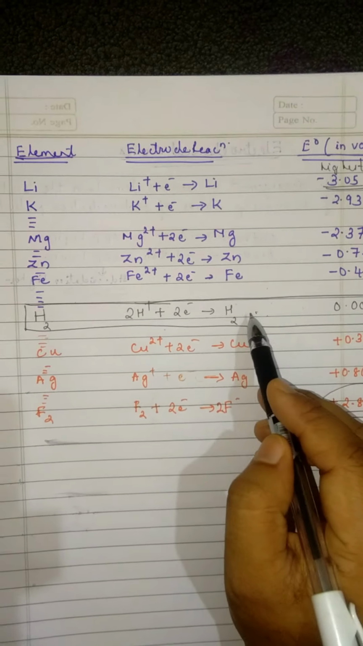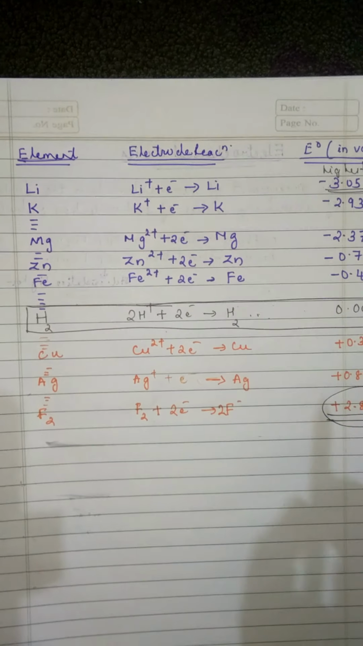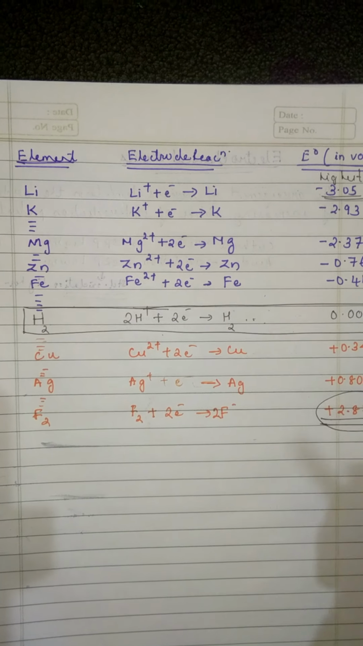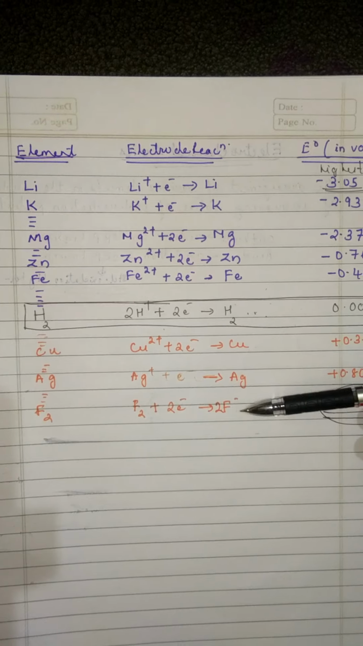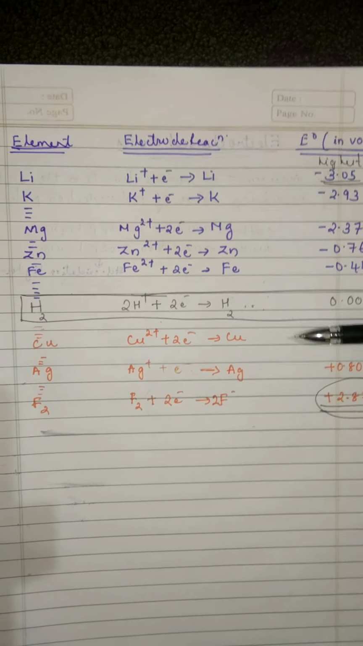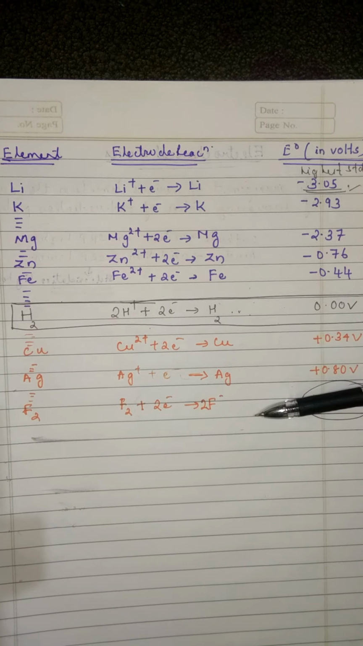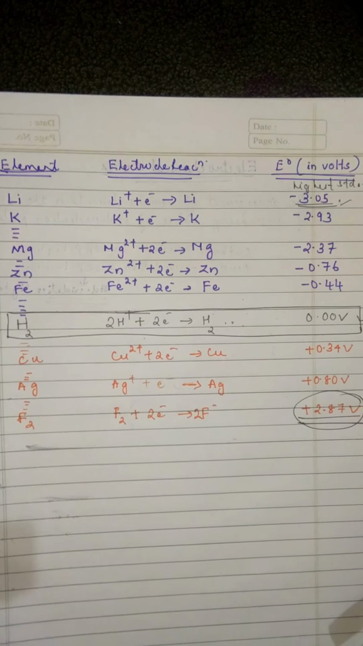And vice versa, if the standard hydrogen electrode is taken as the anode, then the elements lying below it, those which have higher standard reduction potential, will behave as the cathode.